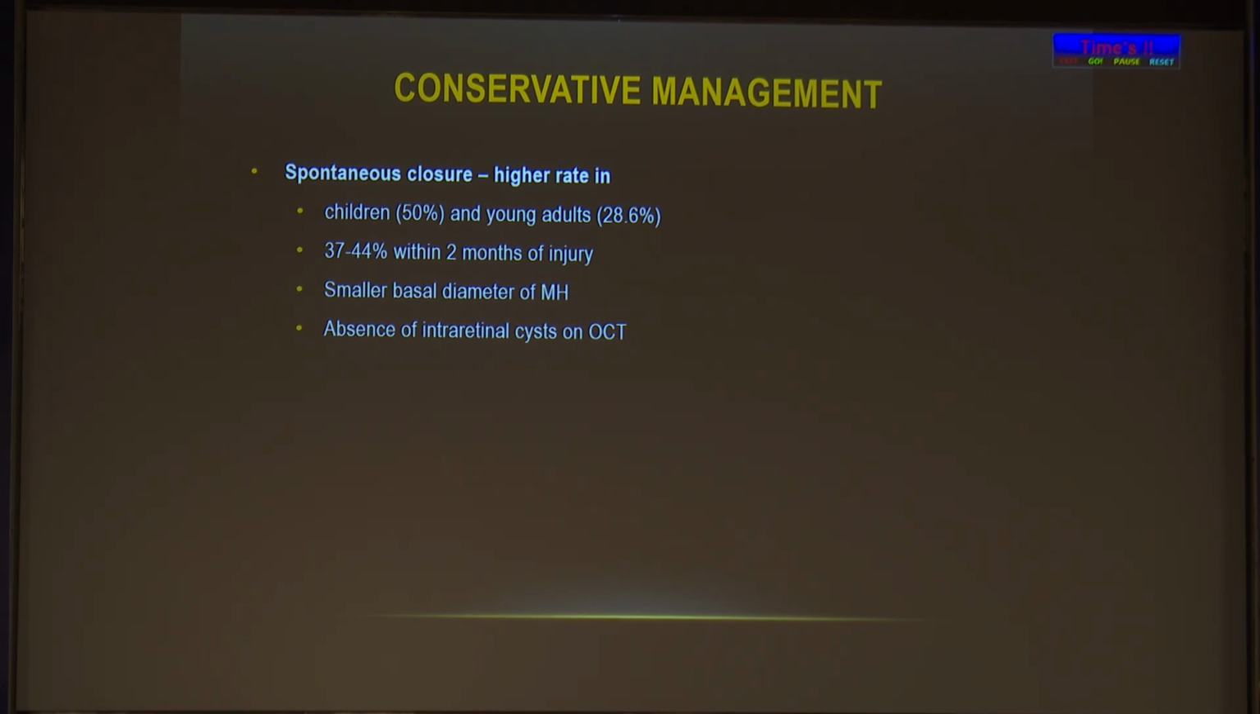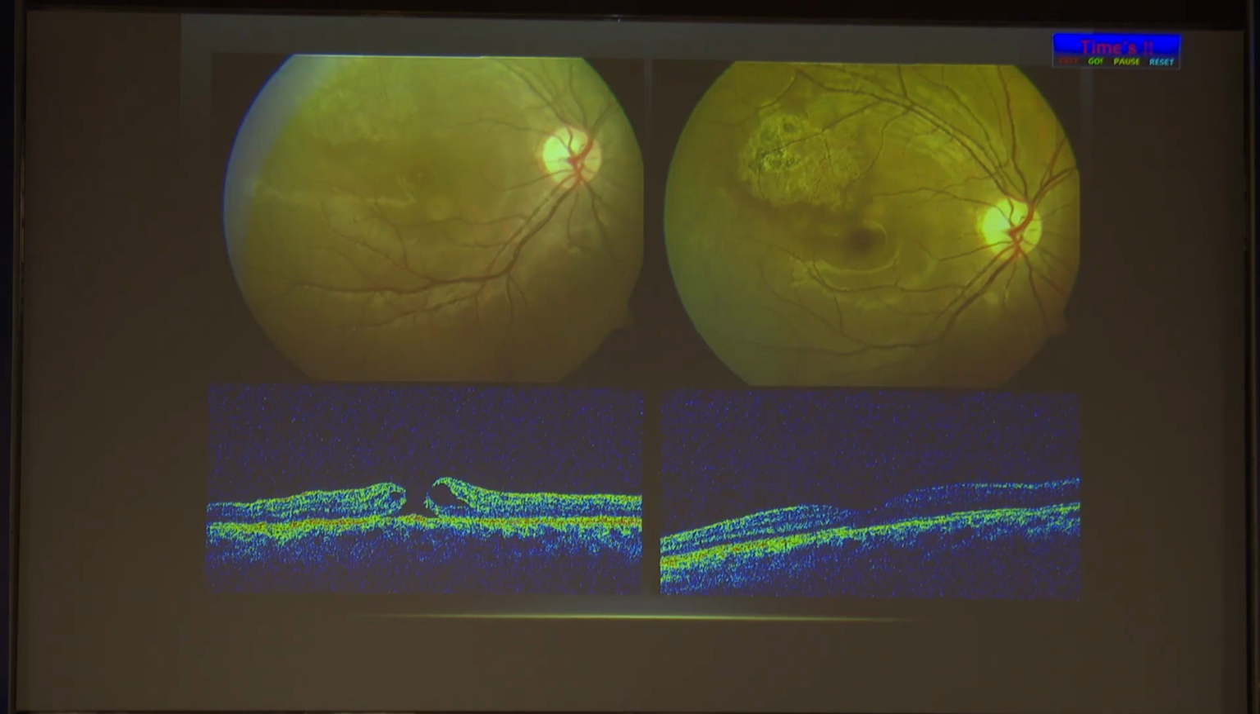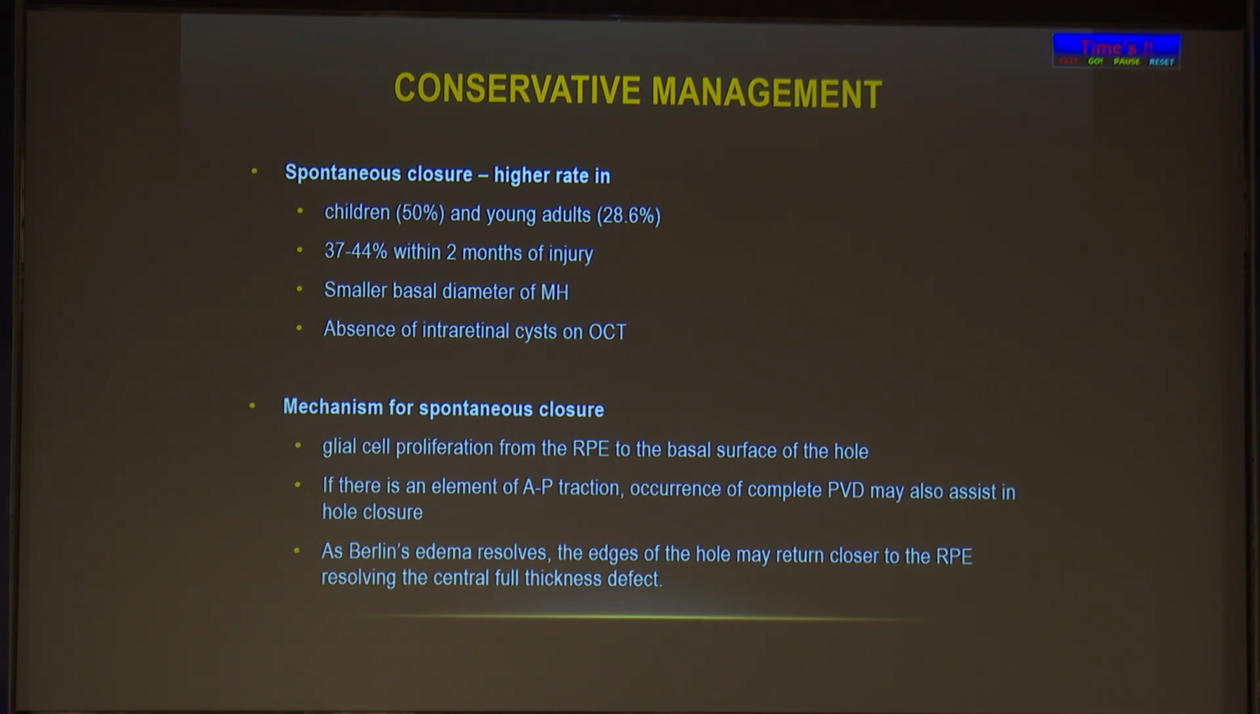And a smaller basal diameter of the macular hole will also give good prognosis. Absence of intraretinal cyst on OCT is also an indicator for spontaneous closure. So there is a picture shown here of the fundus photo and the OCT of how it has closed spontaneously. So conservative management, like I just read out previously.